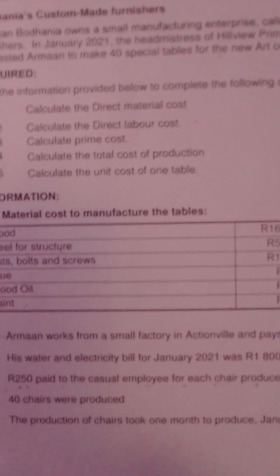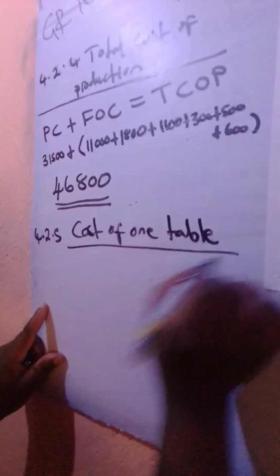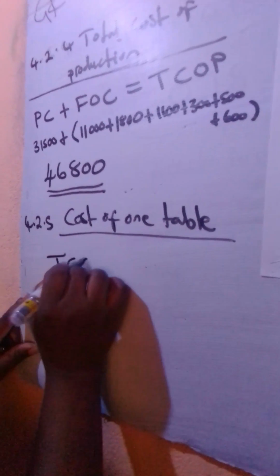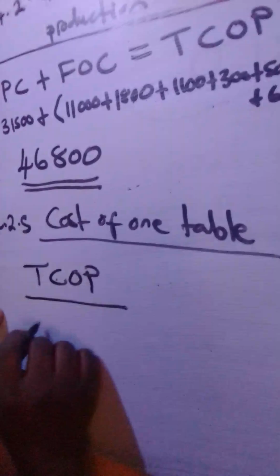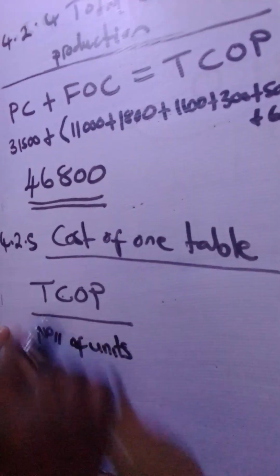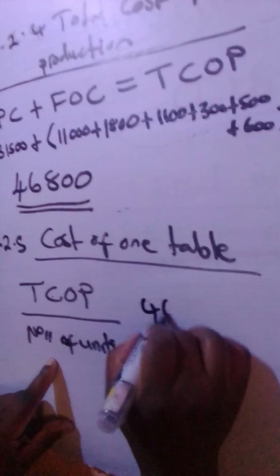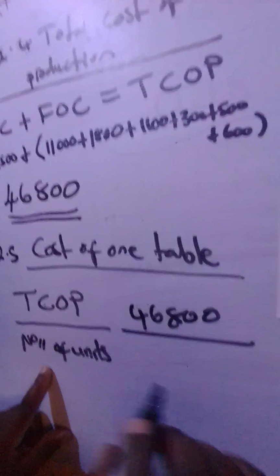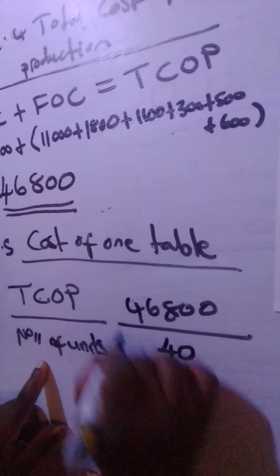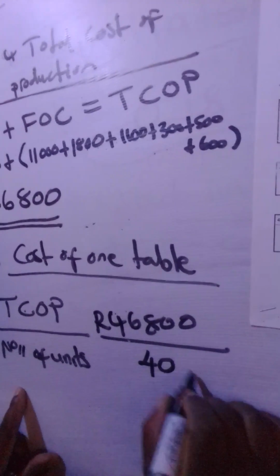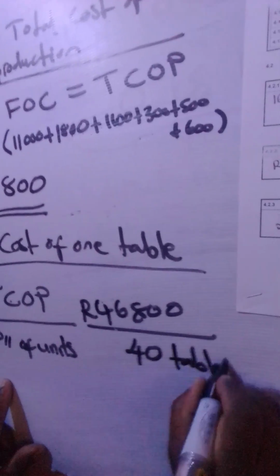And then 4.2.5, what is it that they want us to calculate? The cost of one table. We are simply going to take the total cost of production divided by the number of units. So we substitute: the total cost of production is 46,800 divided by the number of units. How many were made? There were 40. So 46,800 divided by 40 tables.